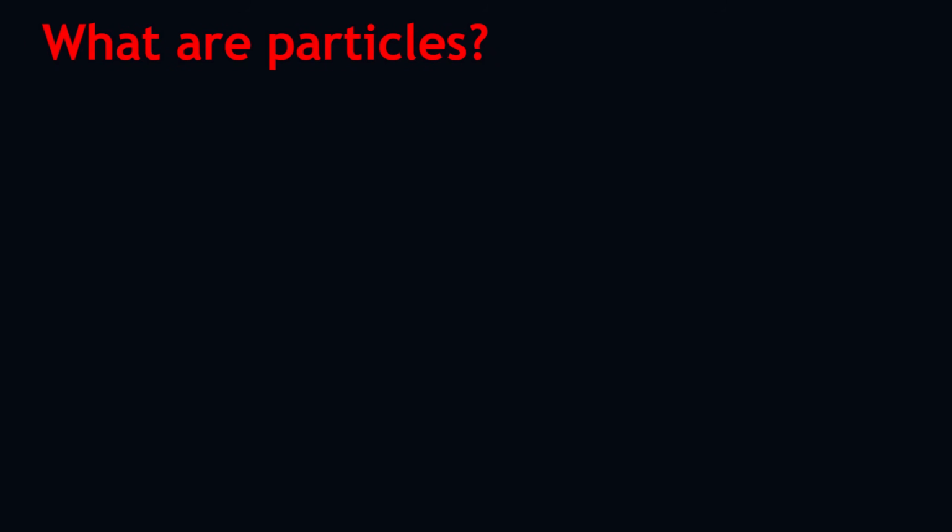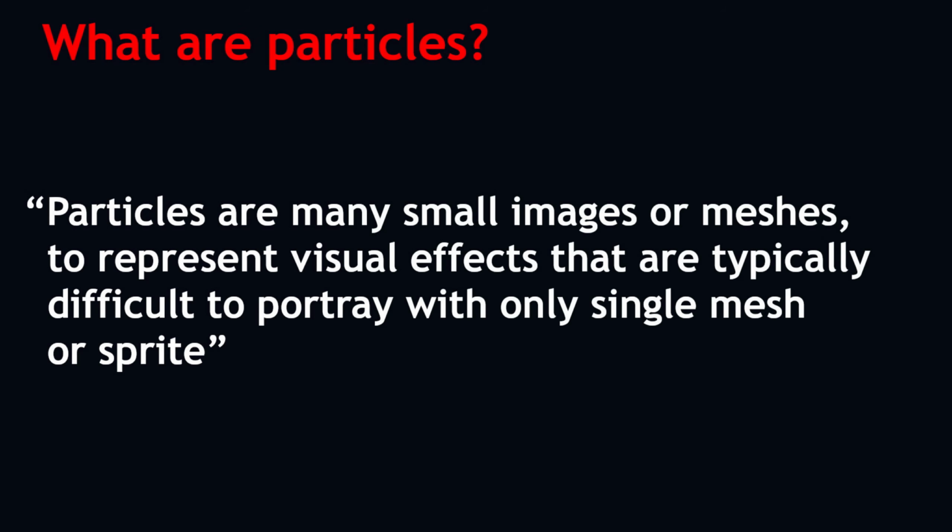Let's start with what are particles. Now this is the homemade definition, so bear with me. Particles are many small images or meshes to represent visual effects that are typically difficult to portray with only a single mesh or sprite. Examples of visual effects where we can use particles are environmental effects like snowfall, rain, mist, fog, fire, or gameplay effects like a puff of confetti when the user crosses the finish line.